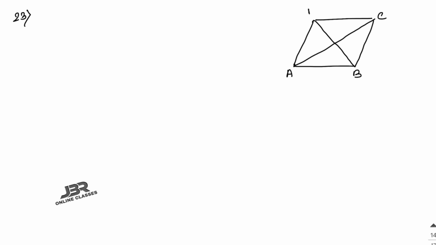So sum number 23, this is the last sum for this video. Here ABCD is a rhombus. That means all sides are equal. Here these two are the diagonals, meeting at O. The diagonals bisect at right angles, you know that. Here angle A equals 60 degrees. Find the ratio of AC to BD.